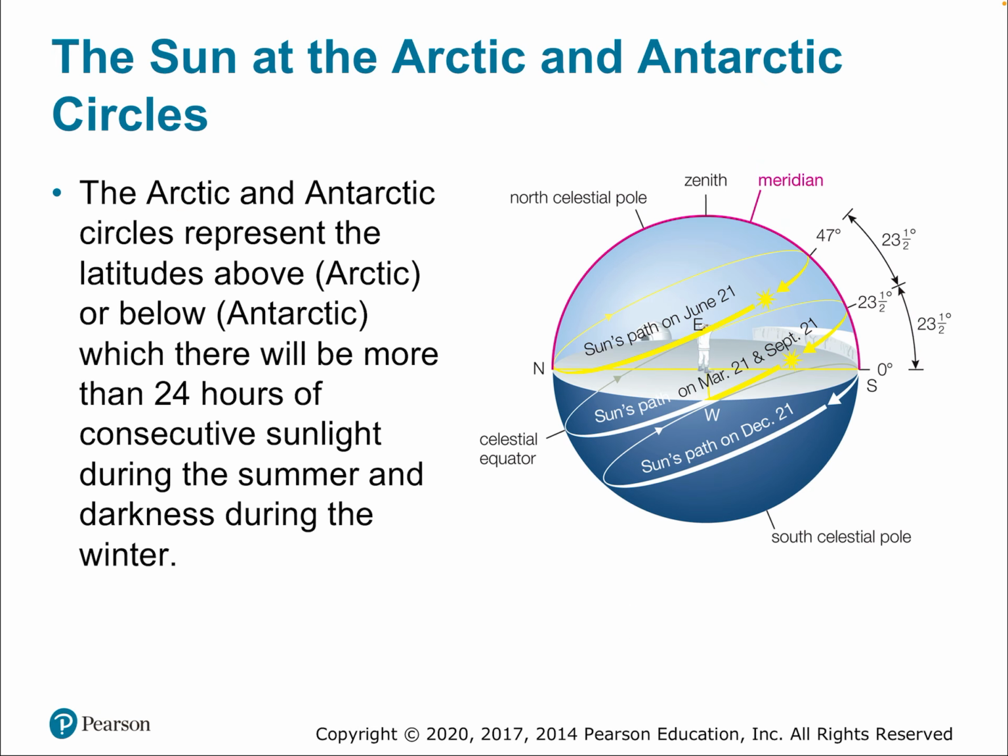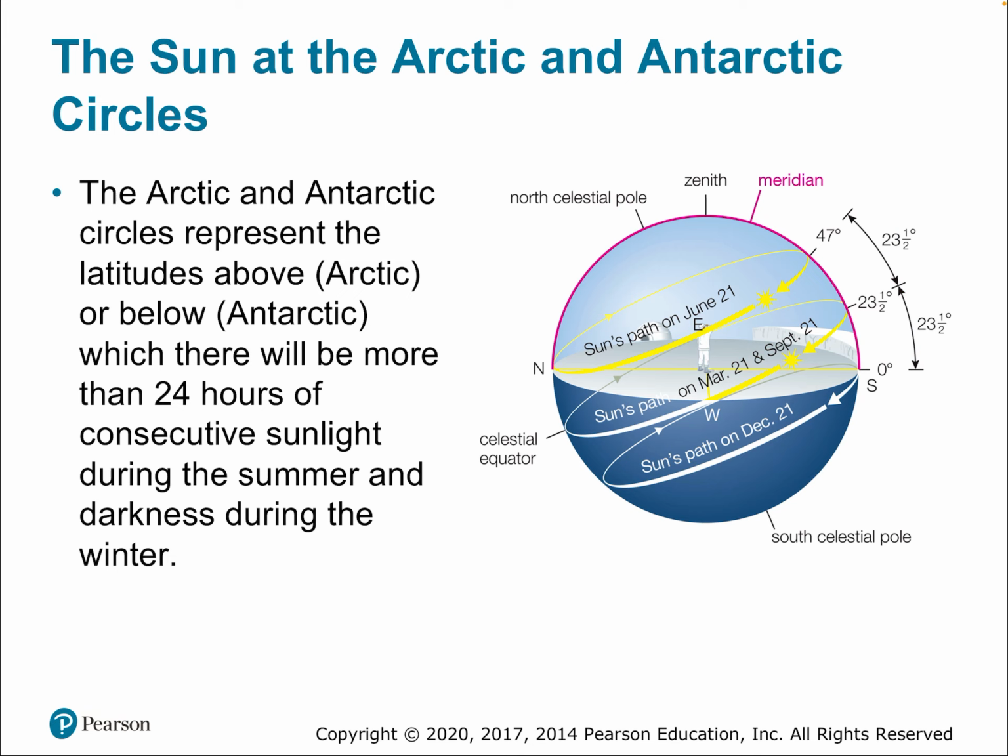So the Arctic and Antarctic circle represents the latitudes above the Arctic or below the Antarctic, where there will be more than 24 hours of consecutive sunlight during the summer and darkness during the winter. So in other words, you have at least one day where the sun never sets if you're above the Arctic Circle, and one day where the sun never rises. Likewise, if you're below the Antarctic Circle, okay?